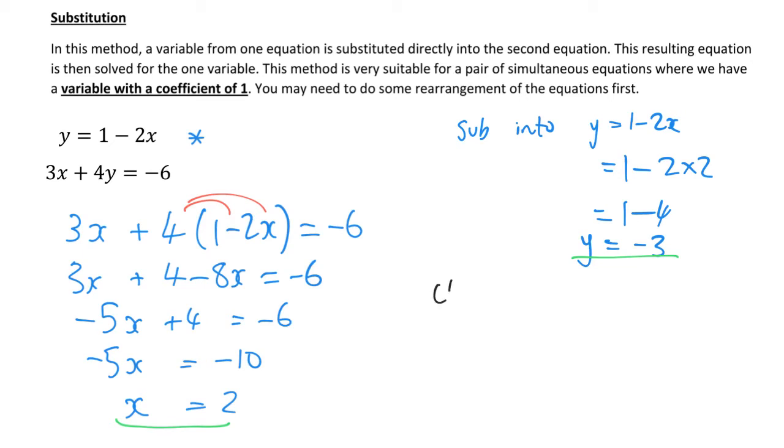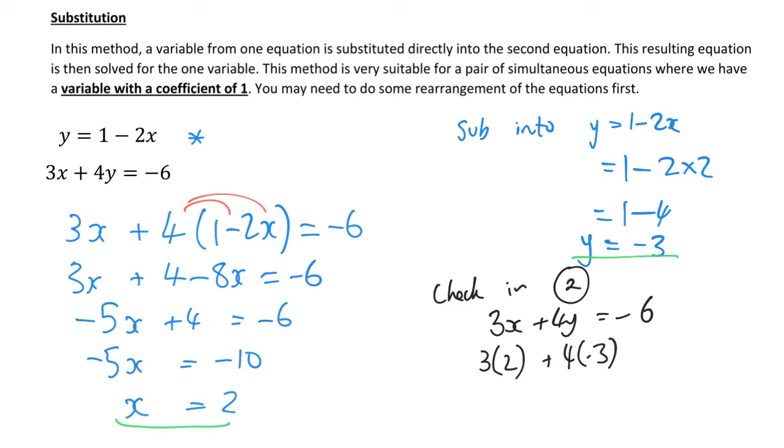Just like before, we can perform a check. So we can check in equation 2. So that's 3x plus 4y equals minus 6. 3 times 2 plus 4 times minus 3 should hopefully equal minus 6. Let's see. 3 times 2 is 6. 4 times minus 3 is minus 12. And 6 take away 12 is in fact minus 6. So therefore the solutions are indeed x equals 2 and y equals minus 3.